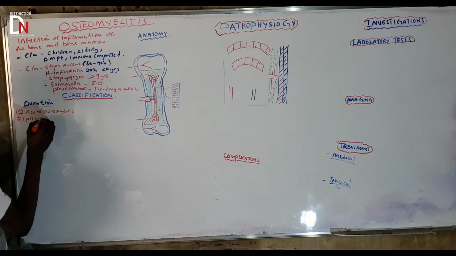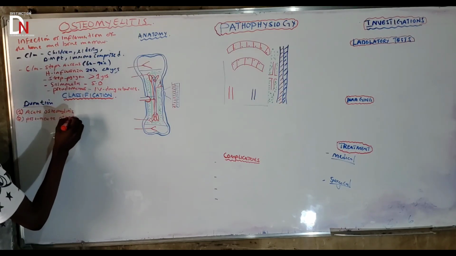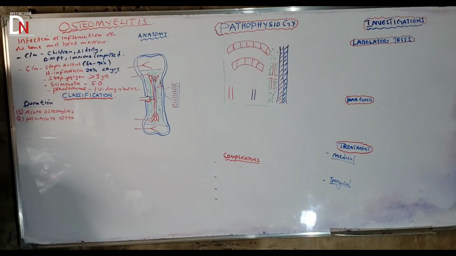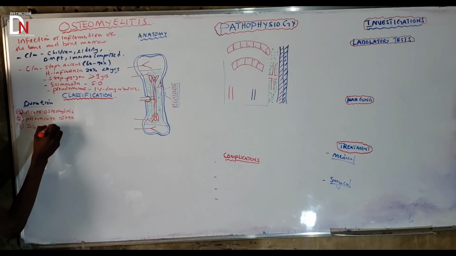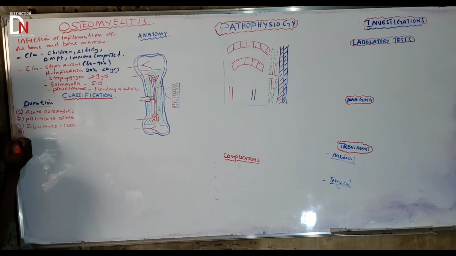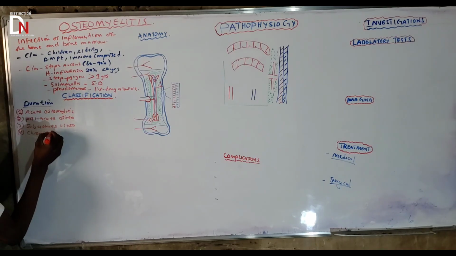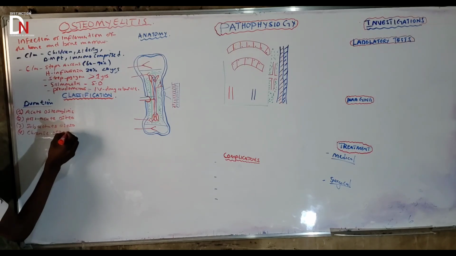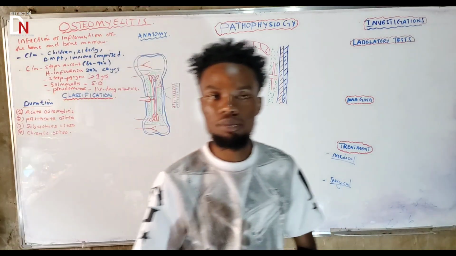The second one is post-acute osteomyelitis. The third one you know, that is subacute osteomyelitis. The fourth one is the chronic one, the one that you are going to be assessed on most of the time. Chronic osteomyelitis. So you've seen there are 4 main types when it comes to duration.